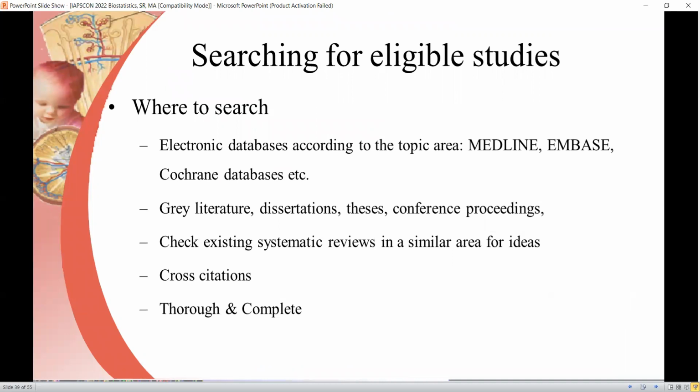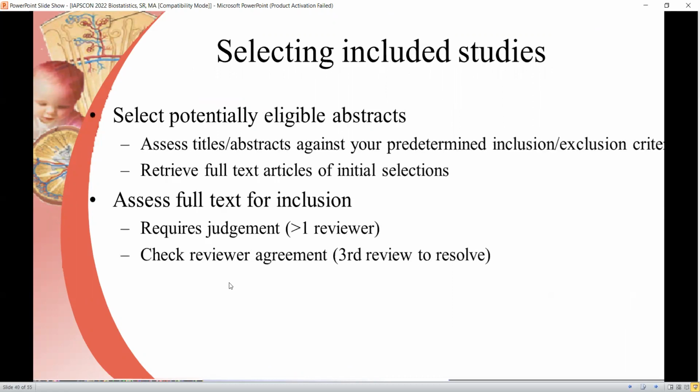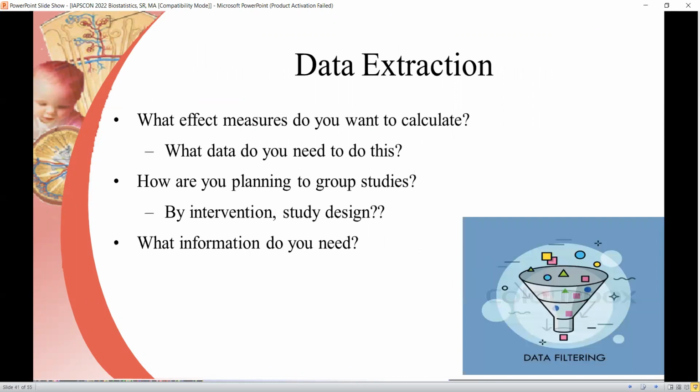So where to search? There are multiple databases. Then you have to check cross citations, and you have to carefully look for potentially eligible abstracts. So you look at the title, abstract, full text, and it probably needs more than one reviewer to see that. If there is a disagreement between two reviewers, you go for a third reviewer, to see whether you can actually include that particular article. And then the most difficult part comes, you extract the data. You extract the data you need.